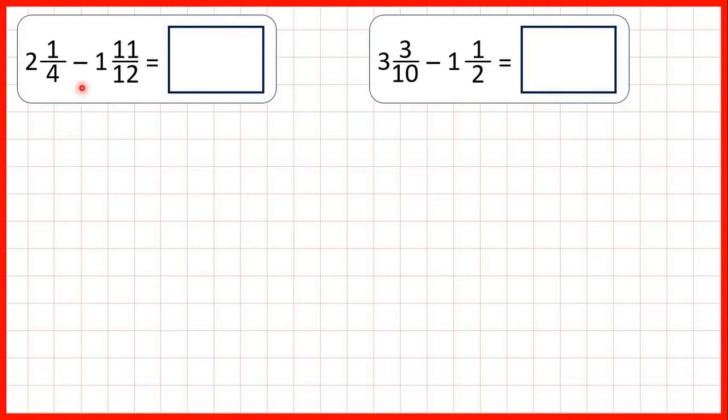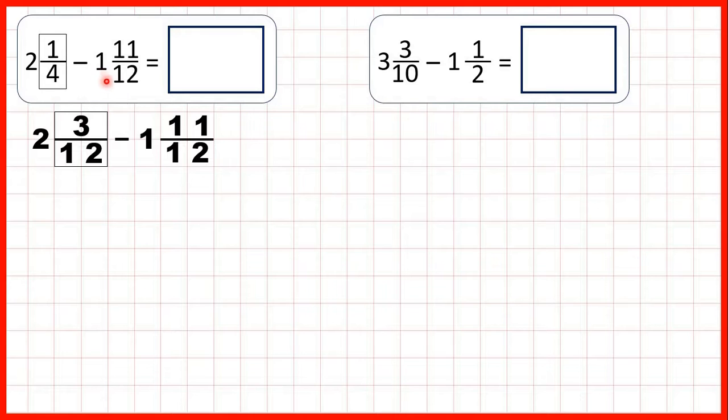So here we're subtracting mixed numbers, but this time the fraction in the number that we're subtracting is larger than the fraction in the number that we're subtracting from. So first we have 2 and 1/4 minus 1 and 11/12. We know that to subtract fractions we need the denominators to be the same, so we need to find an equivalent fraction for 1/4 which has a denominator of 12. So instead of 2 and 1/4, we can rewrite our question with 2 and 3/12. That's equivalent to 1/4 because 4 times 3 is 12 and 1 times 3 is 3.